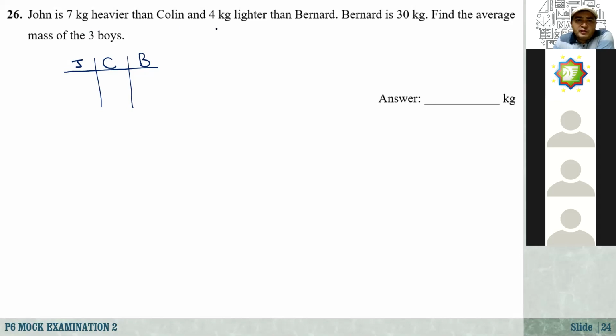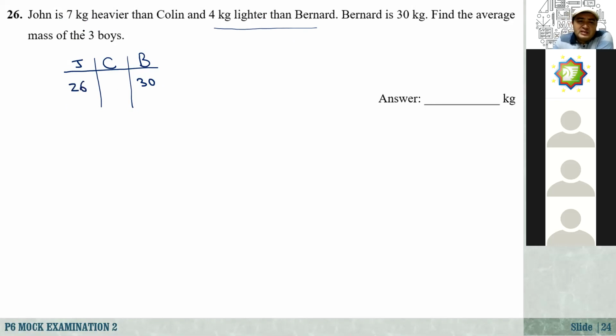Okay. And 4 kg lighter than Bernard. Bernard is 30, so we know Bernard's weight. It is 30 kg. And it says that John is, what is it? 4 kg lighter than Bernard. So 4 kg lighter than Bernard means 30 minus 4. So John's weight is 26 kg.